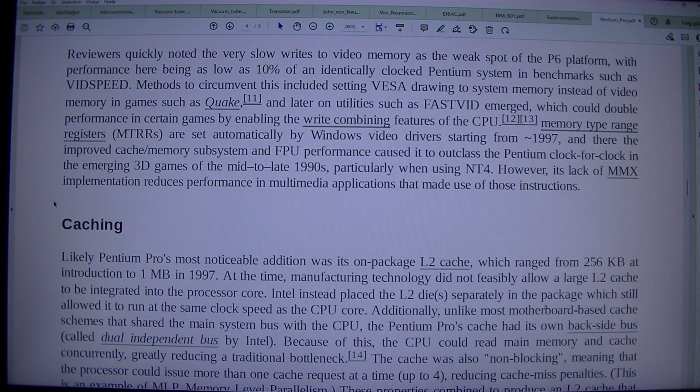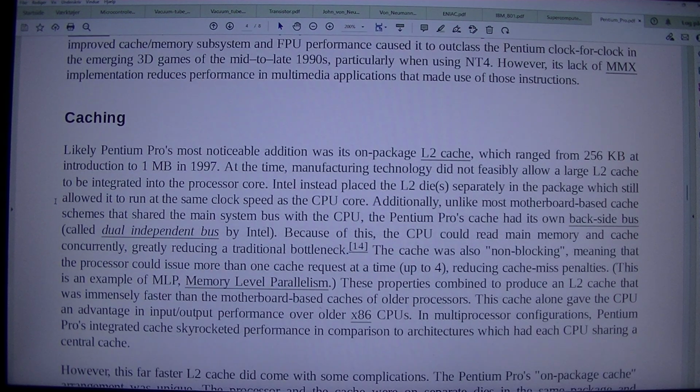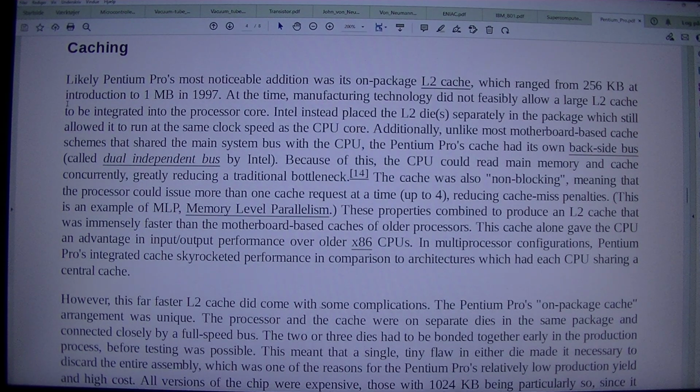Caching. Likely the Pentium Pro's most noticeable addition was its on-package L2 cache, which ranged from 256 kilobytes at introduction to 1 megabyte in 1997. At the time, manufacturing technology did not feasibly allow a large L2 cache to be integrated into the processor core. Intel instead placed the L2 die(s) separately in the package, which still allowed it to run at the same clock speed as the CPU core.